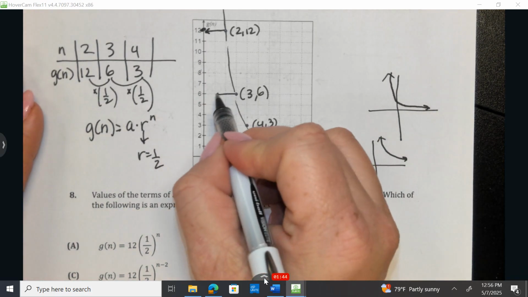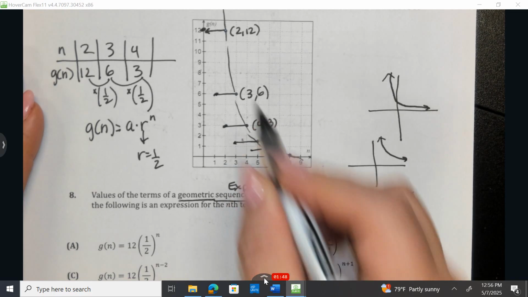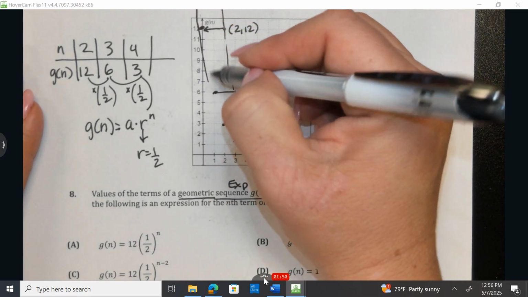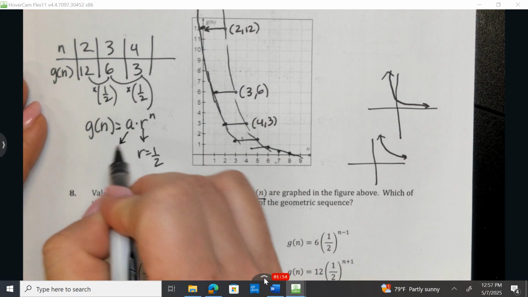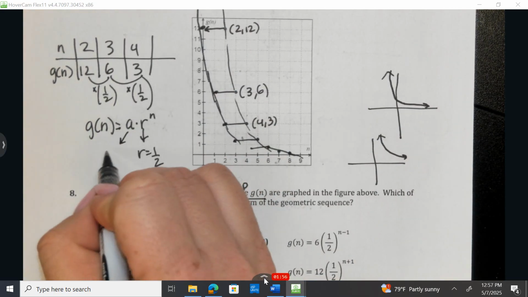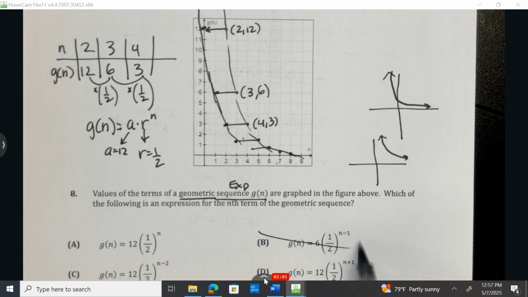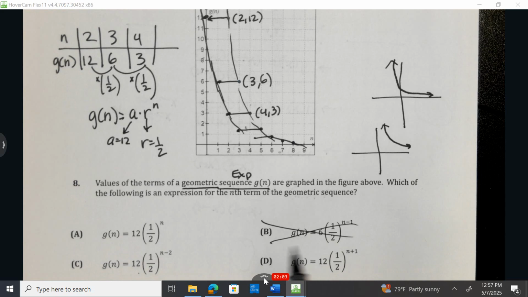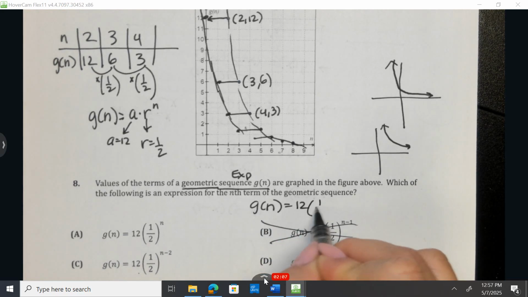So if each one of these was moved back 2, I can see right here that this would cross the y-axis at a value of 12. Well, this initial value, a, that's going to be our y-intercept. So a is going to be 12. We can see 12 in each of these options. So at this time, I have g of n equals 12 times 1/2.